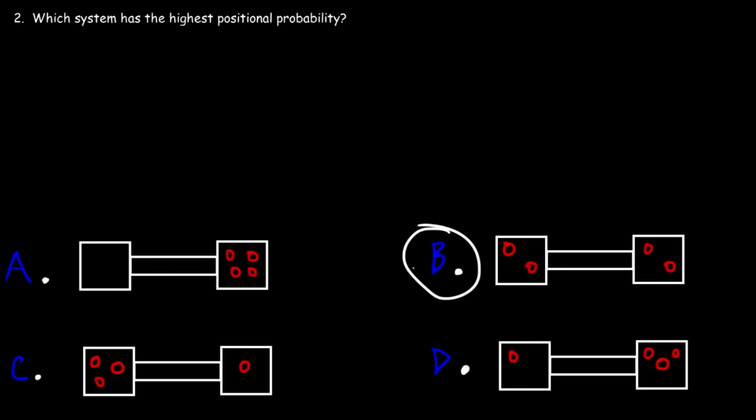Now, how can we calculate the number of microstates for each of these situations? So for answer choice A, this particular system, how many microstates does it have?